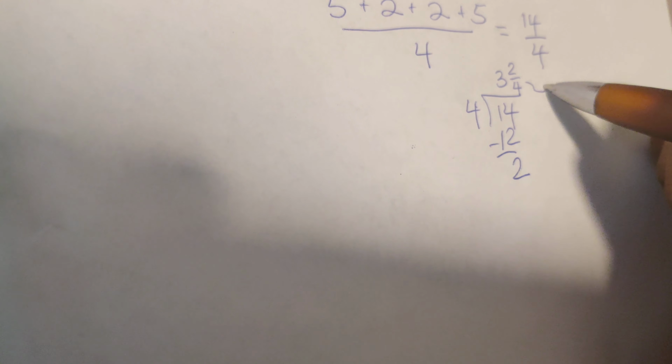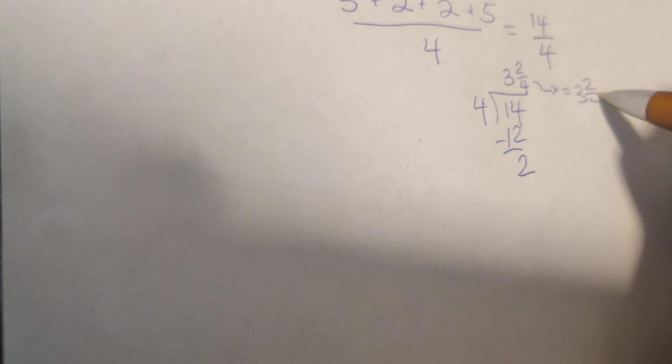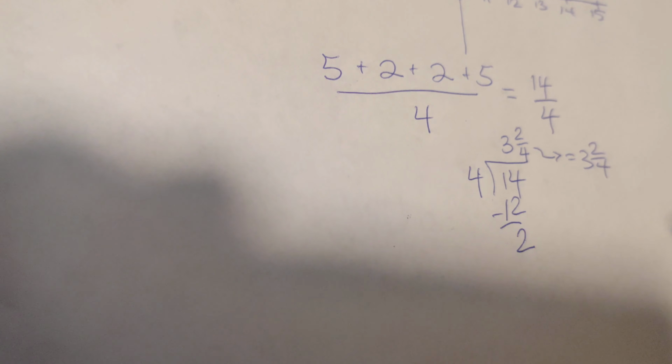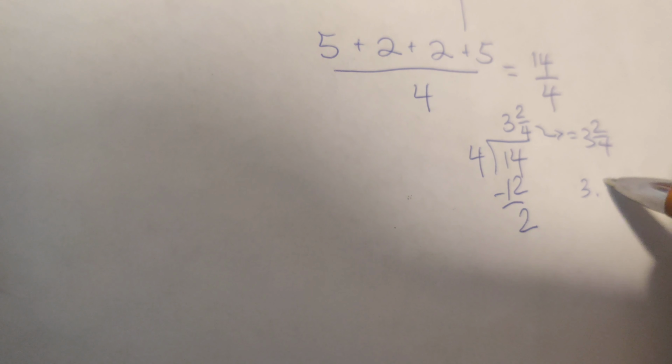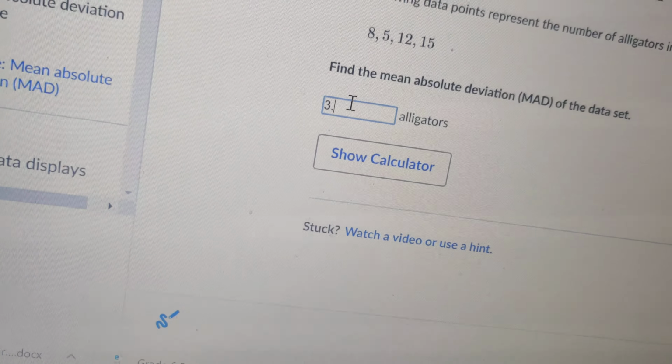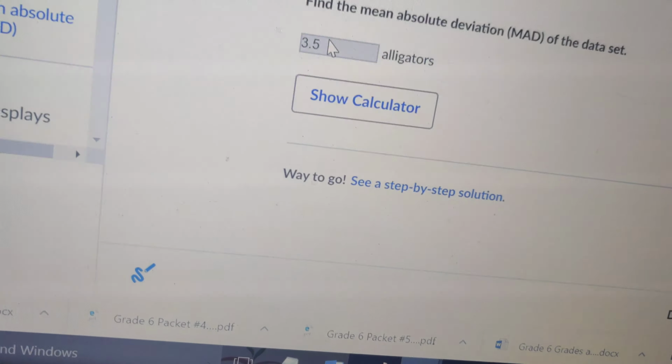3 and 2/4. 2 out of 4 is the same as 1/2, and half as a decimal is 3.5. So I'm going to go back to Khan Academy over here, type in 3.5, and we got it right.